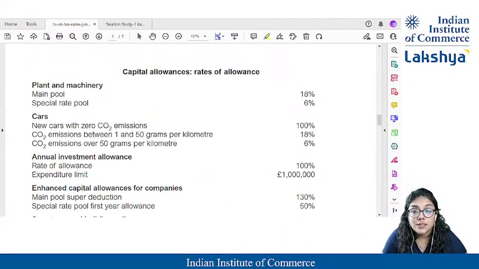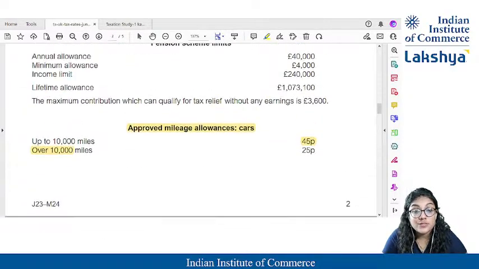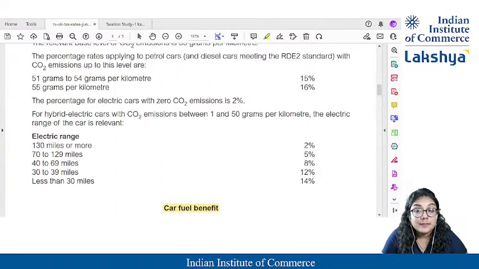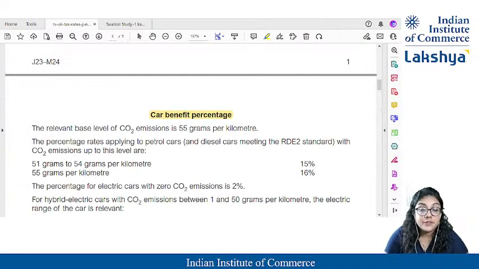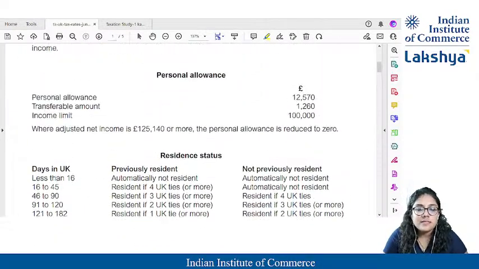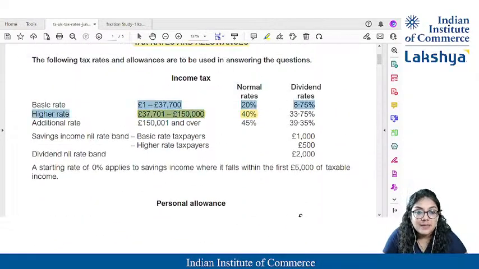For cars, a question comes up. For cars, the question is going to be on motor cars and fuel benefits, car benefits. I have seen many questions, so we cannot ignore that. It's easy. And obviously, after reading it so many times, you would have learned the income tax rates maybe by heart. And this is the dividend rate.